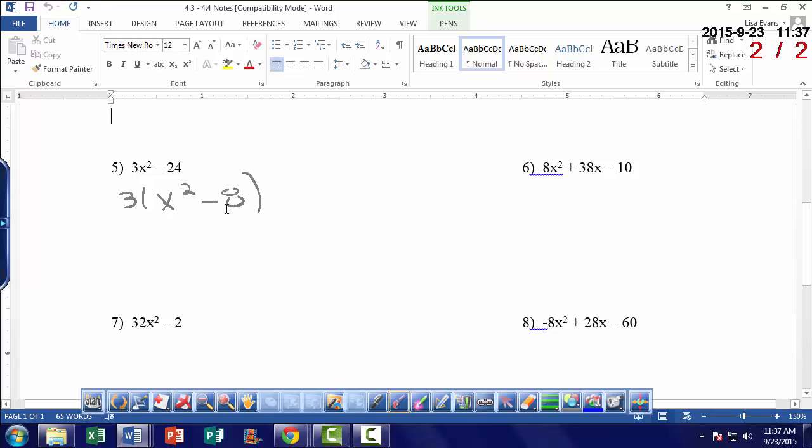Now, I can't do that. 8 is not a perfect square. So believe it or not, this is all I can do, and this is my answer. That was just a GCF problem.